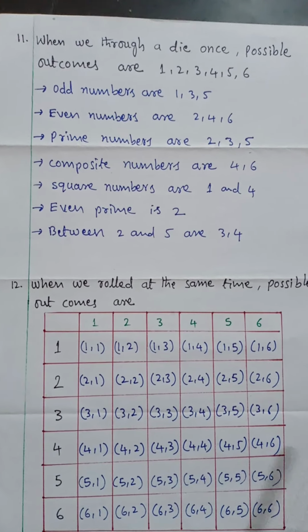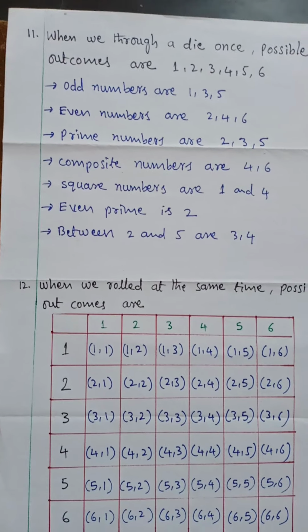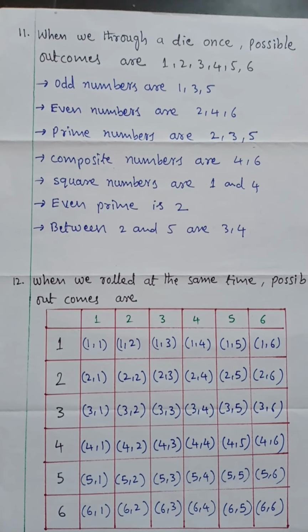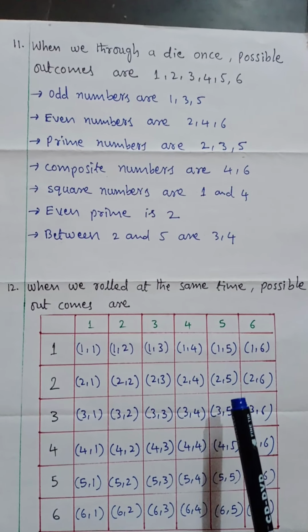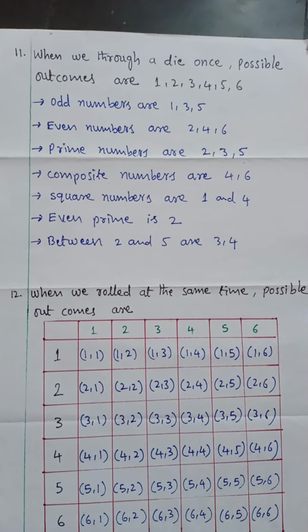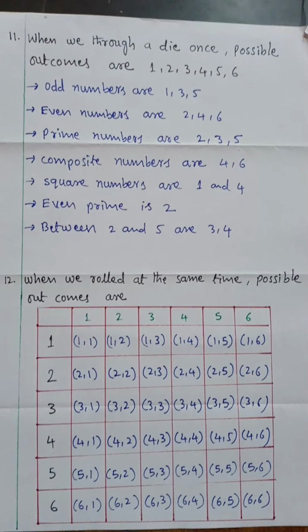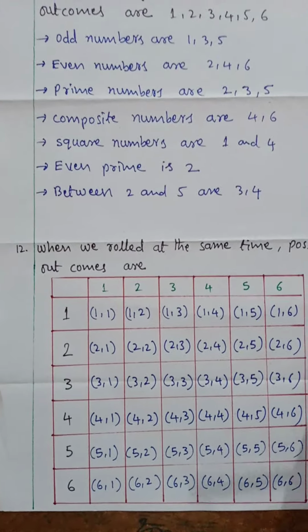In other words, they will ask the sum of the numbers, if we add, we have to get 7. 7 means 2 plus 5. Next, we will get 3 plus 4. This model they will ask. So this also is a very important one.